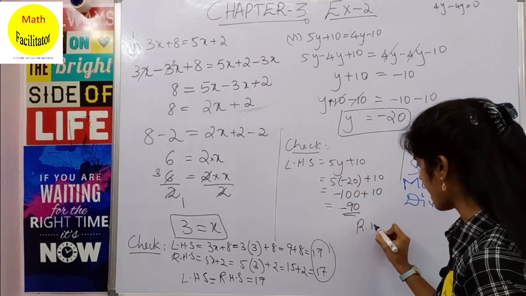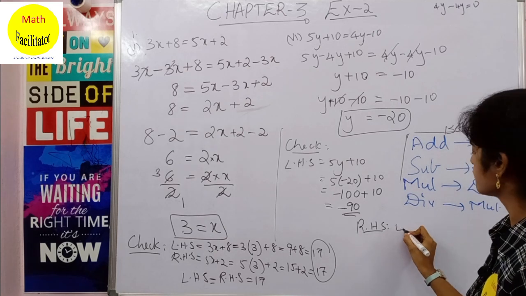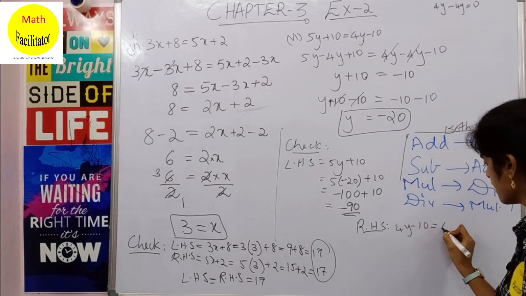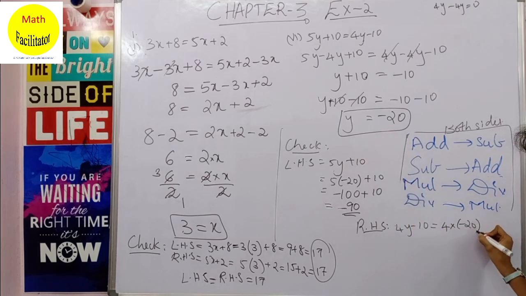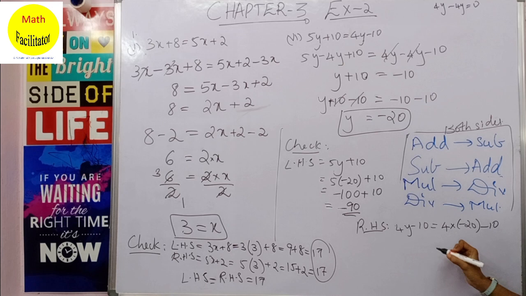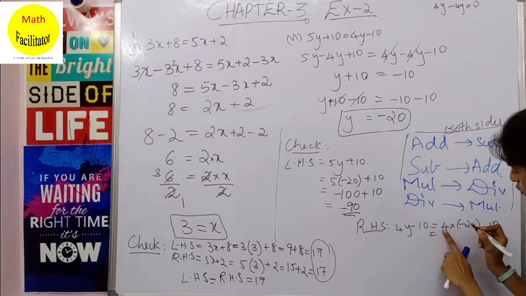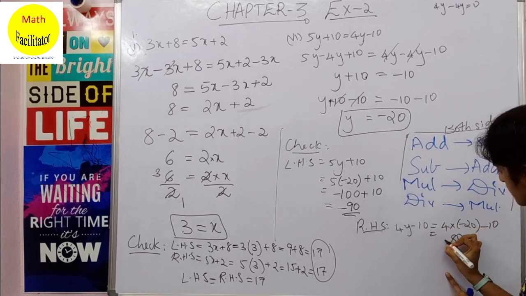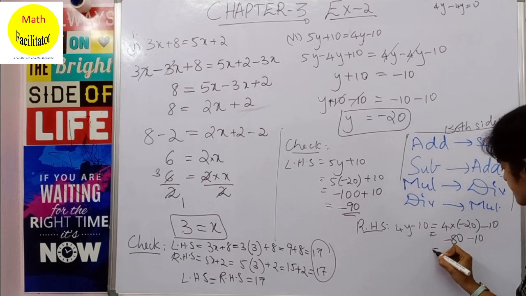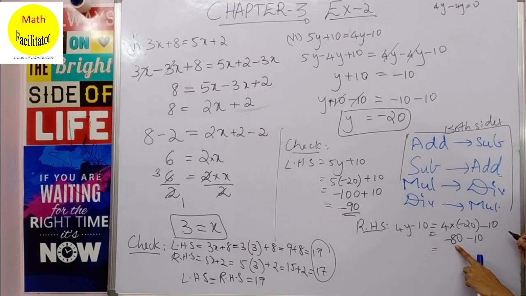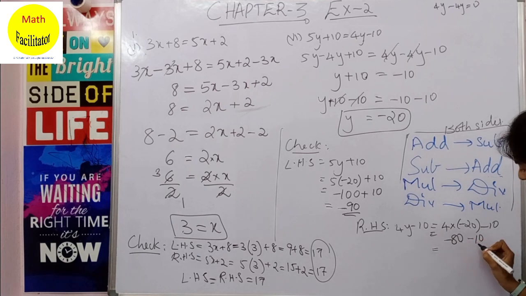Now let us write what is RHS. Now RHS is 4y minus 10. Okay, so this is 4 multiplied by value of y is minus 20 and you have minus 10. Okay, so 4 into 20, 4 20s are 80 and you have a minus sign. Okay, and you have minus 10 here, bringing it down. Now this is nothing but 80, 10. You have two negative integers. So what will you do? When you have two negative integers, you will add. So 80 plus 10 is 90. Okay, you will add and you will write a minus sign.